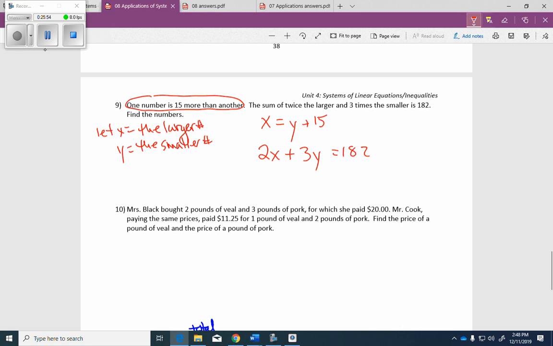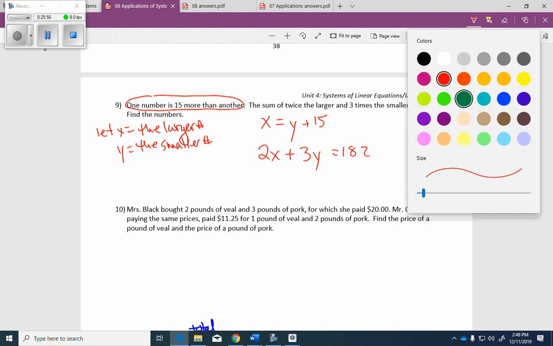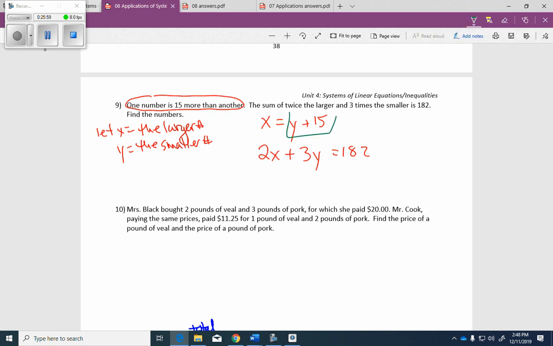Find the numbers. I would definitely do this one by substitution because in my top equation I have x alone. Now, if you already did this without watching the video and you let x be the smaller and y be the larger, your equations would have your variables in different spots, but in the end you would get the same exact answer as I would, as long as you're doing all of your math correct.